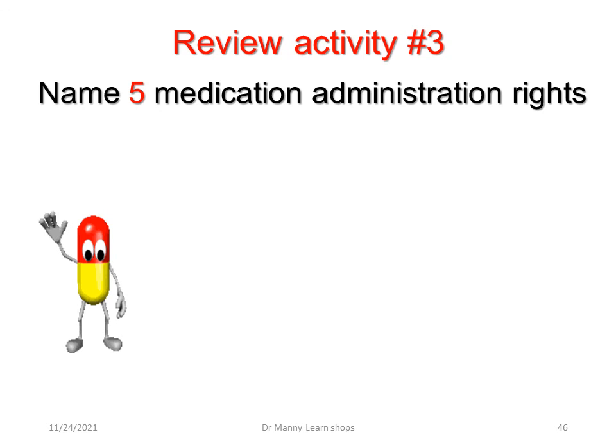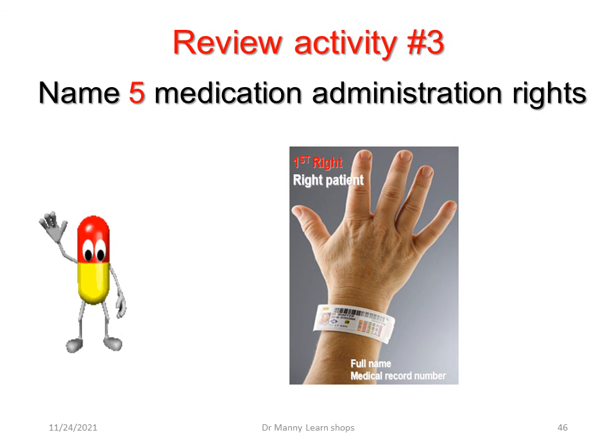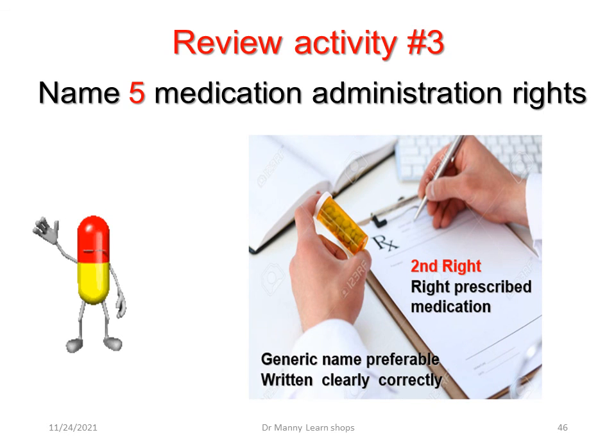Name 5 medication administration rights. And these are really important, as you are aware. The first one is the right patient. Full name and medical record number. Second right, right prescribed medication. Generic name is preferred, written clearly and correctly by the prescribing physician.